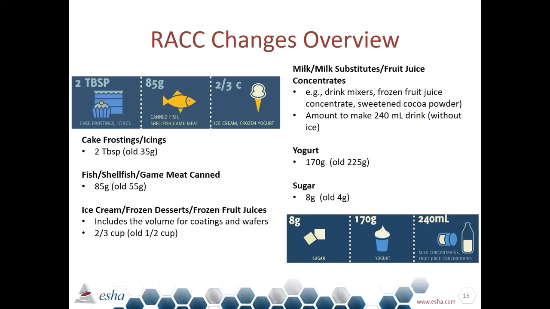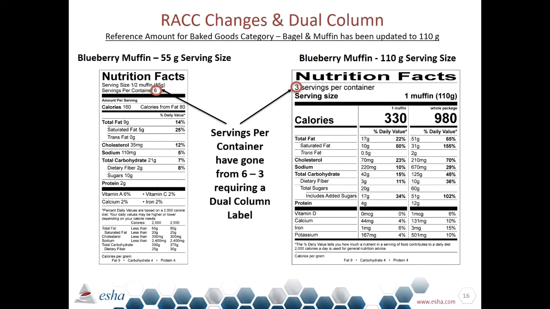So here we have the baked good category for bagel and muffin, and this reference category has been updated from 55 grams to 110 grams. Previously, you'll see this old column, we were looking at a 55-gram serving size, and we had 6 servings per container. With the new RACC, we're now looking at a 110-gram serving size, also taking the servings per container from 6 to 3, requiring a dual column label for this type of product.